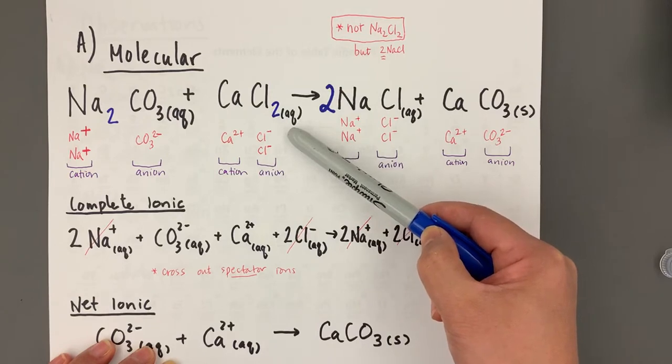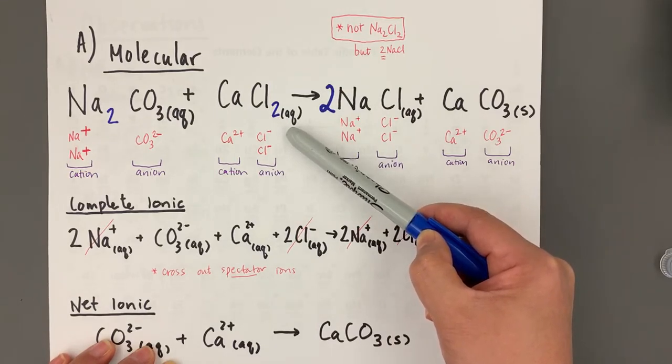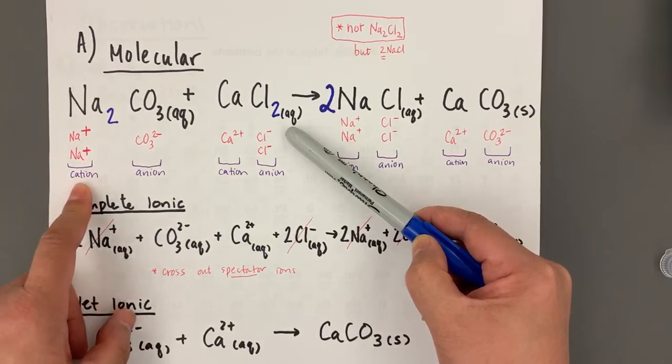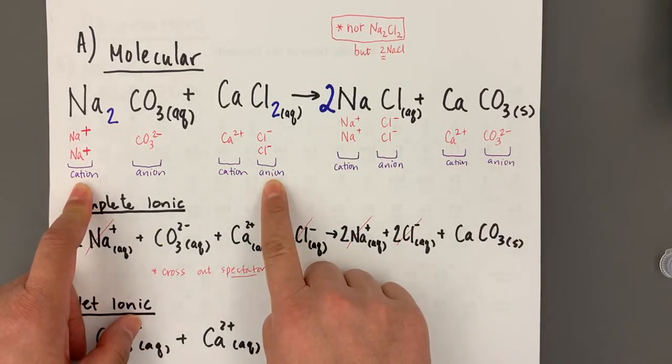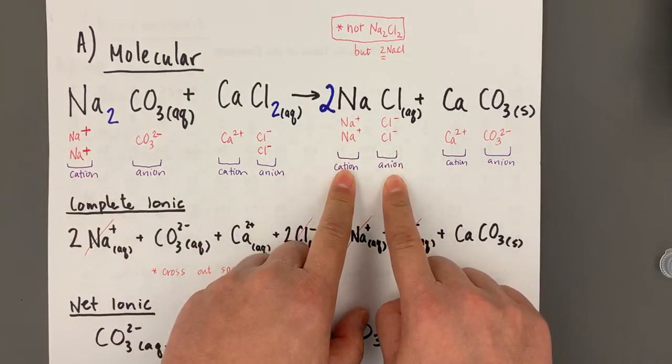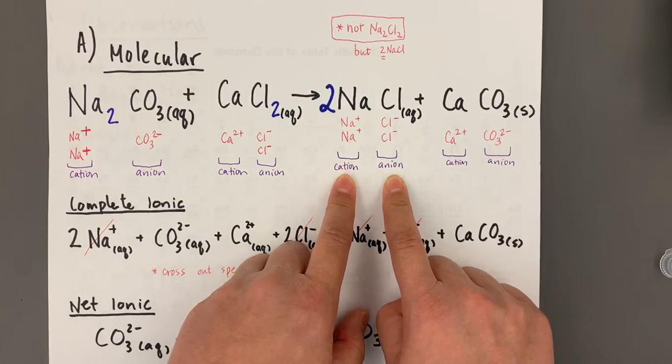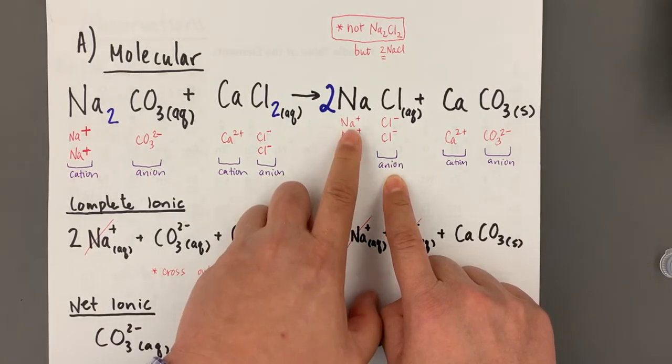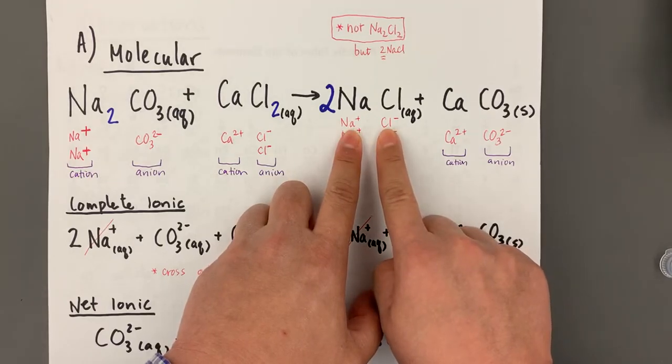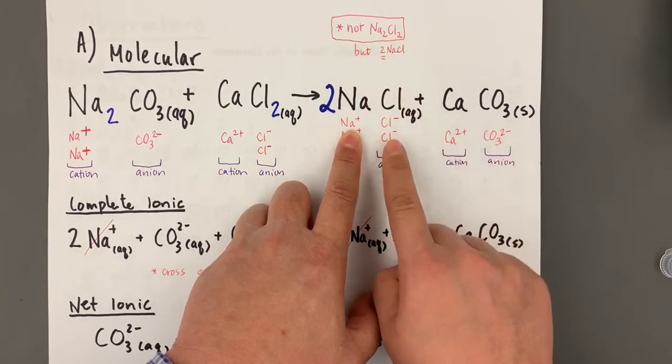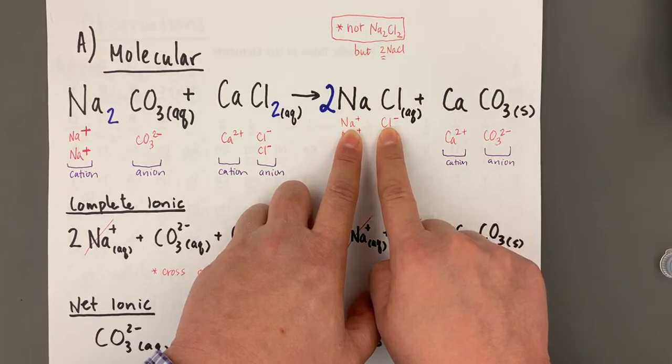In a double displacement, the cation and the anion switch places. So the sodium cation is going to pair up with the chloride anion, and this is going to form NaCl. When you form a new compound, be sure to balance your charges once again. With this, you have Na+ and Cl-. That's already balanced, so you write NaCl with no subscripts. You do not write Na2Cl2, because Na+ and Cl- by itself is already balanced.